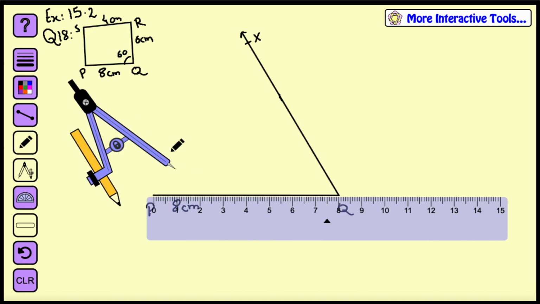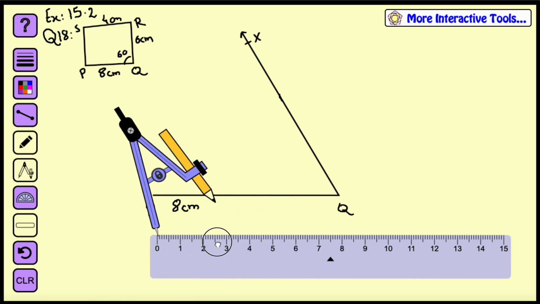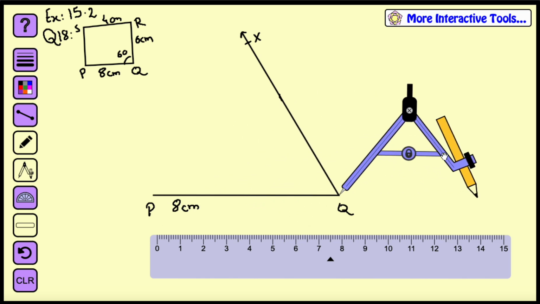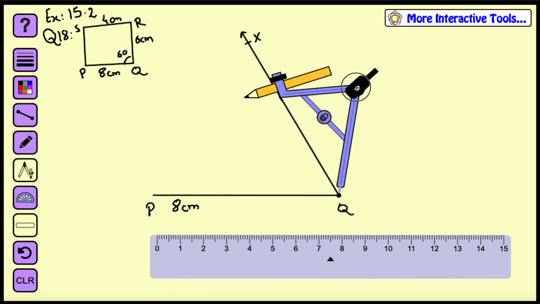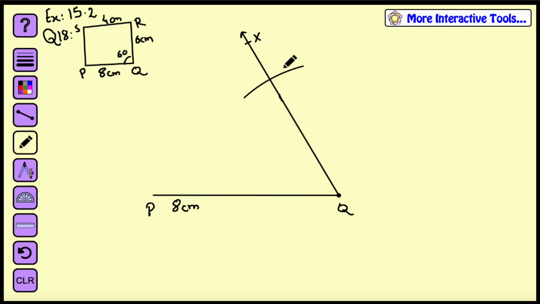Now QR is given, what? QR is 6 centimeter. So take a rounder, take 6 centimeter here, lock it, and draw an arc. Okay, so this point is nothing but R.